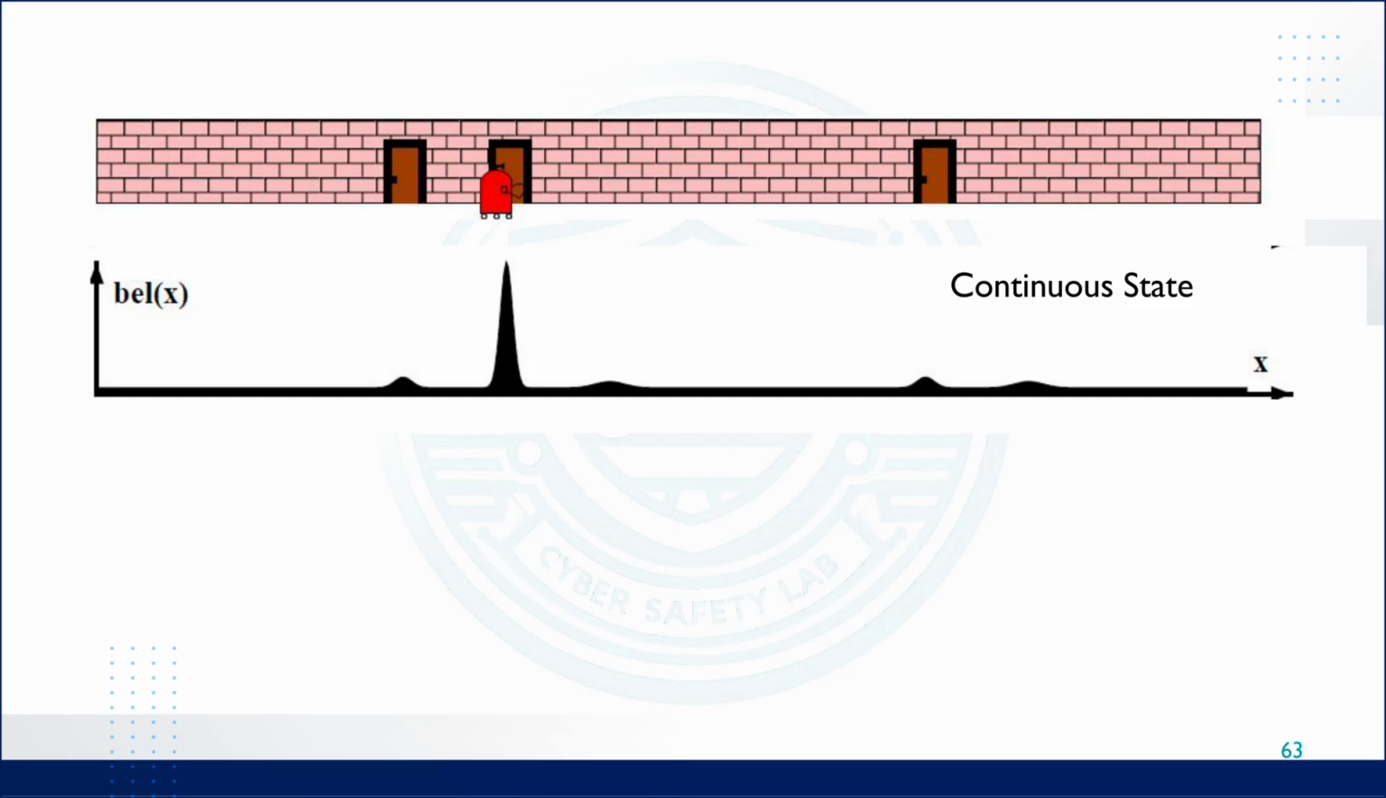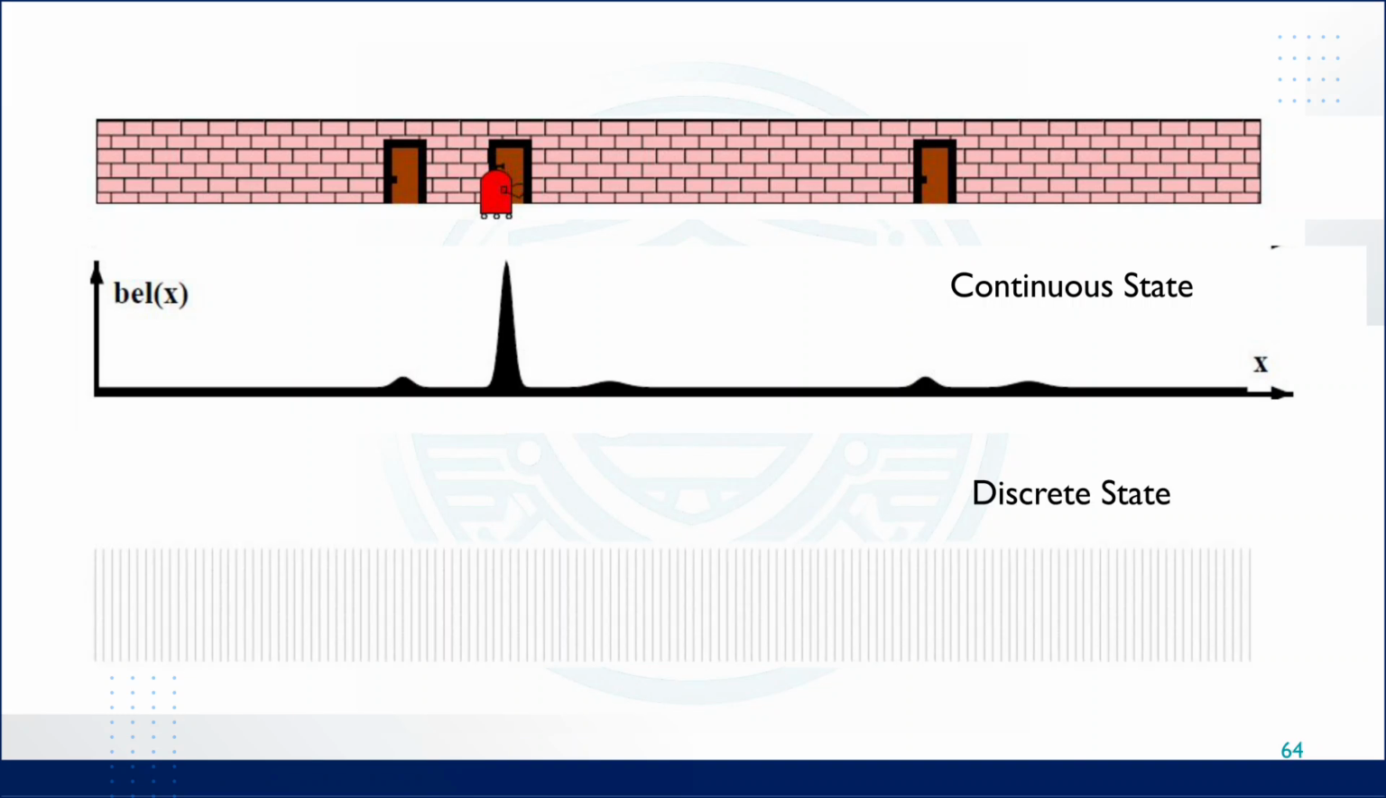The important thing to note here is that this belief is still represented as a continuous probability function over the entire corridor. In theory, this continuous representation is very accurate. But in practice, it is computationally expensive to store and update a full continuous function. This is why we rarely use the continuous form directly in real robot systems. To make this belief representation practical, we convert the continuous belief function into a discrete representation.